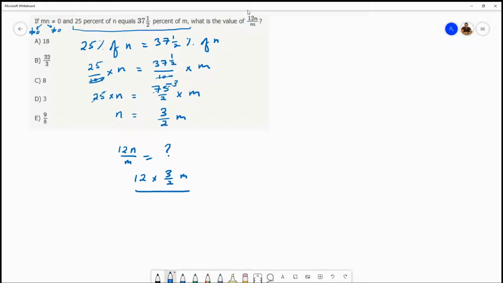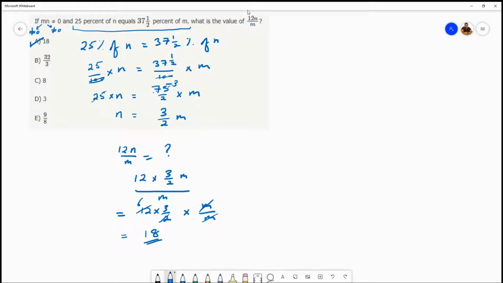whole divided by m. All right, which is equal to 12 times 3 by 2 and then times m by m. So these m's will get cancelled. This 2 here will get cancelled with the 12. I'm left with 6 times 3, which is 18. The answer to this question is A.